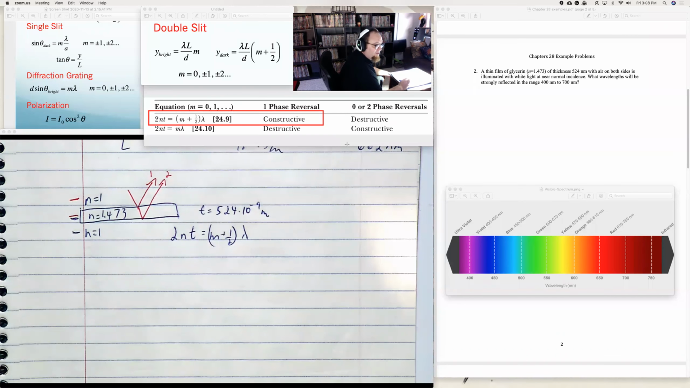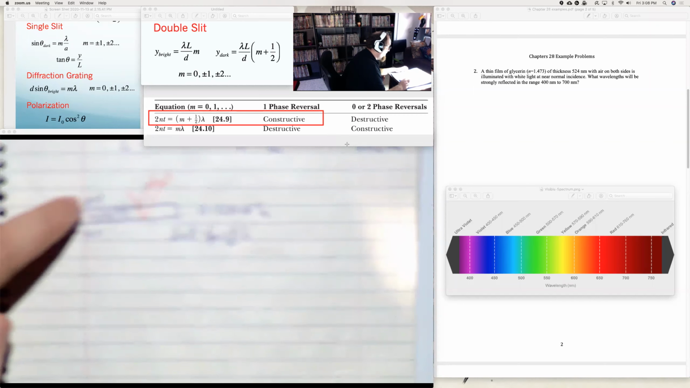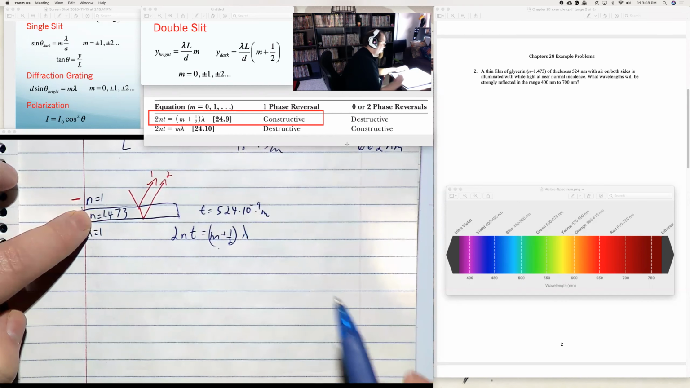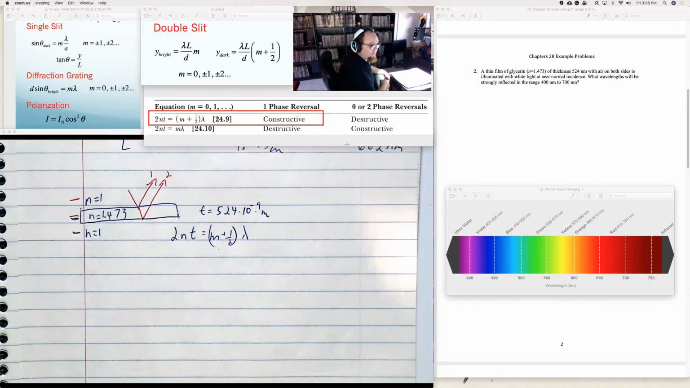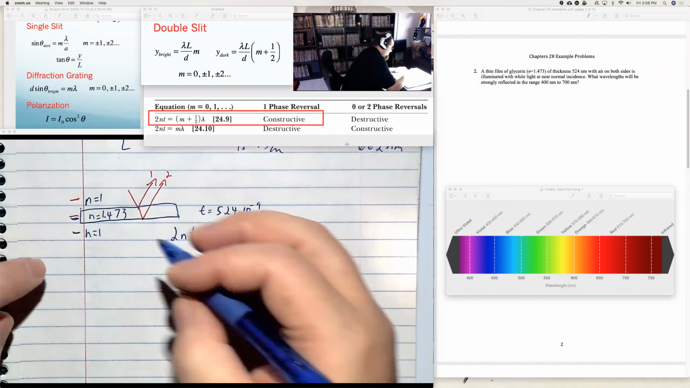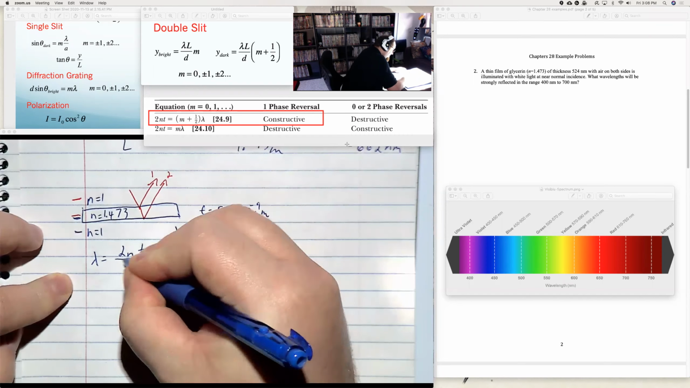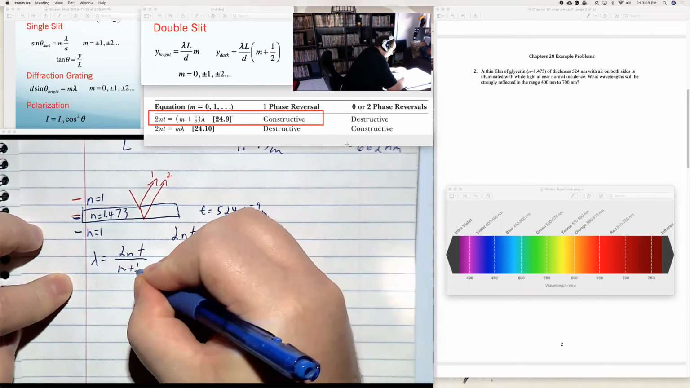Well, n will be the index of refraction of the middle piece. I'm not going to use 1. I'm only going to use 1.473. t will be the thickness, and m could be a whole bunch of values. Now what I'm going to do is just rearrange this and say if I divide both sides by lambda, the wavelength is 2nt over m plus 1/2.